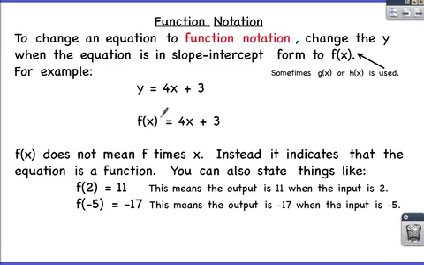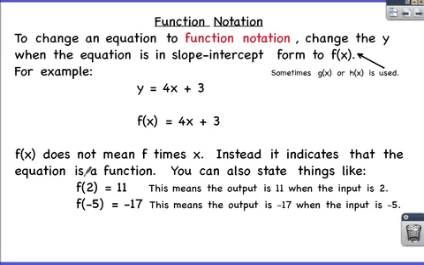F of x does not mean f times x. Instead, it indicates that the equation is a function, meaning that once I were to graph this, it would pass the vertical line test, that each input or x-coordinate has exactly one output or y-coordinate.